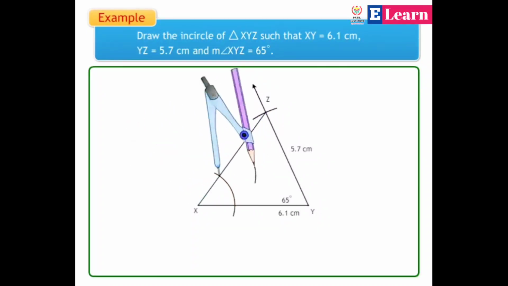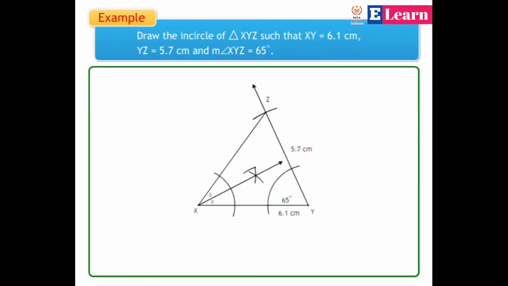Now draw the angle bisectors of angle X and angle Y. Let these bisectors intersect at point I. Now draw a perpendicular from point I on the side XY. Point M is said to be the foot of perpendicular. Now draw a circle with the radius MI and center at I.